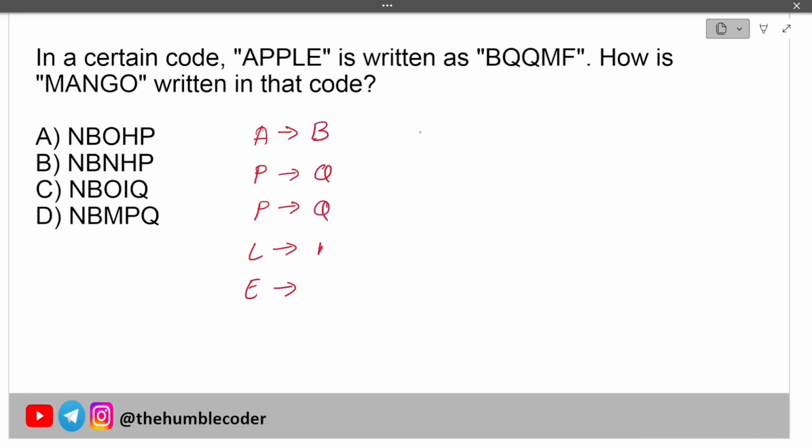the asked question. So let's see, A, B, which means plus one character, P, Q, one character, L, M, one character, E, F, one character. So we have understood the coding pattern, that is whatever is being asked, we have to give plus one character as the output or the next answer. So let's try to find out for mango.